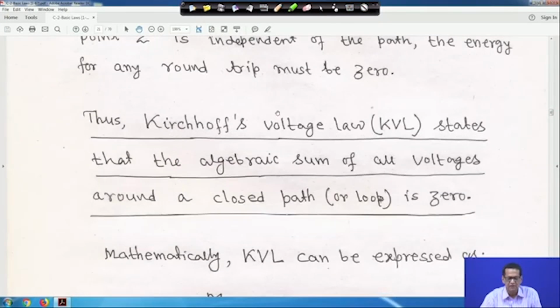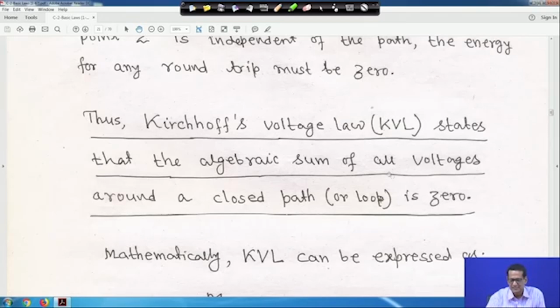Therefore, the second law, Kirchhoff's voltage law, that is KVL, states that the algebraic sum of all voltages around a closed path or loop is equal to 0. The first law was KCL, and the second one is Kirchhoff's voltage law, KVL. It states that the algebraic sum of the voltages around a closed path is equal to 0.